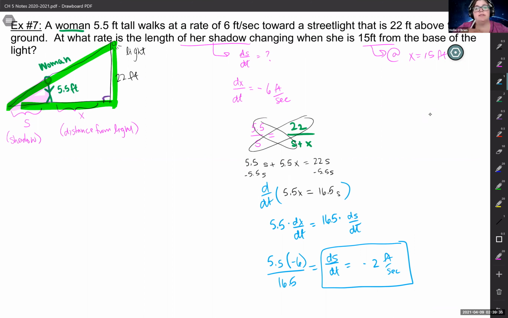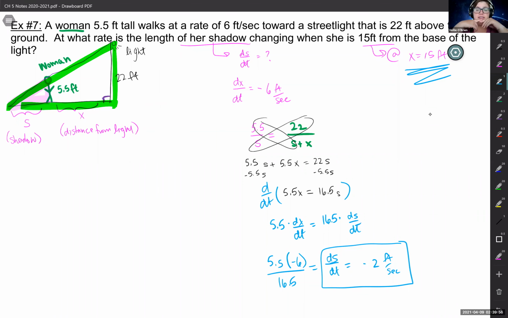So note, we didn't use x equals 15. It didn't matter. The light is not moving. That light pole is stuck in concrete. She is not running or accelerating. She is going at a constant speed.